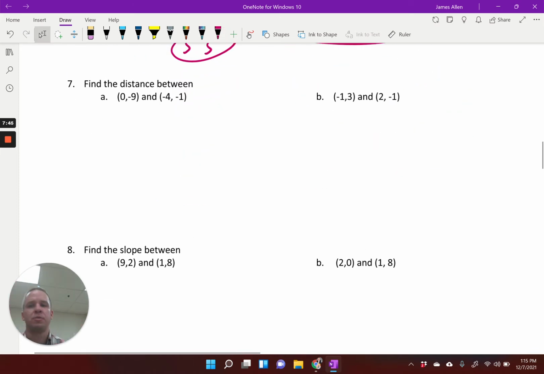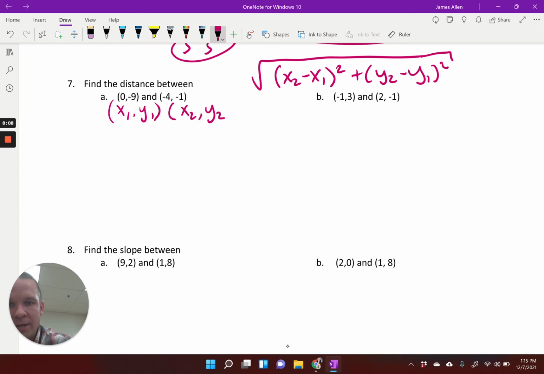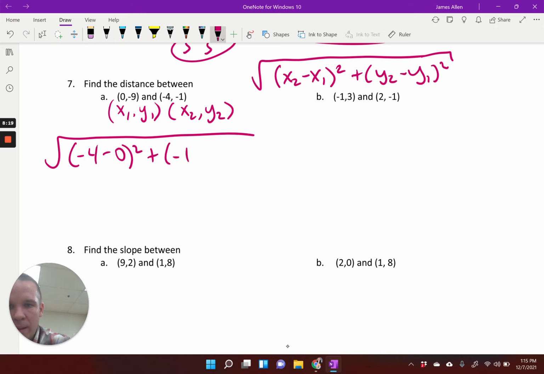Number 7, distance between. Ooh, love me some distance formula. Perhaps we jot that down. x2 minus x1 squared plus y2 minus y1 squared. Those little numbers at the bottom are called subscripts. Okay, they're lower. They're not exponents. They're subscripts. All right, so when I plug these in, this is my x1 comma y1 for the first ordered pair. Second ordered pair is x2 comma y2. Cool. So now I'm going to have in the square root, -4 minus 0 squared plus, and then -1 minus -9 squared.